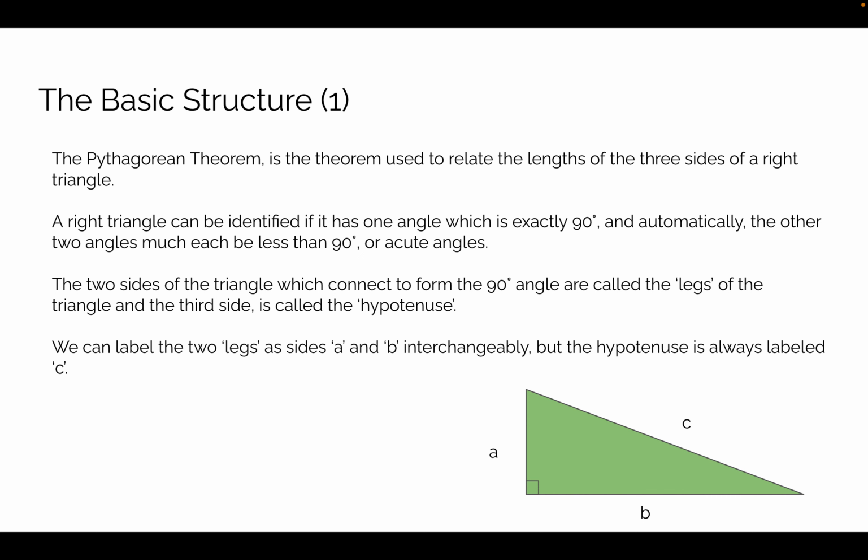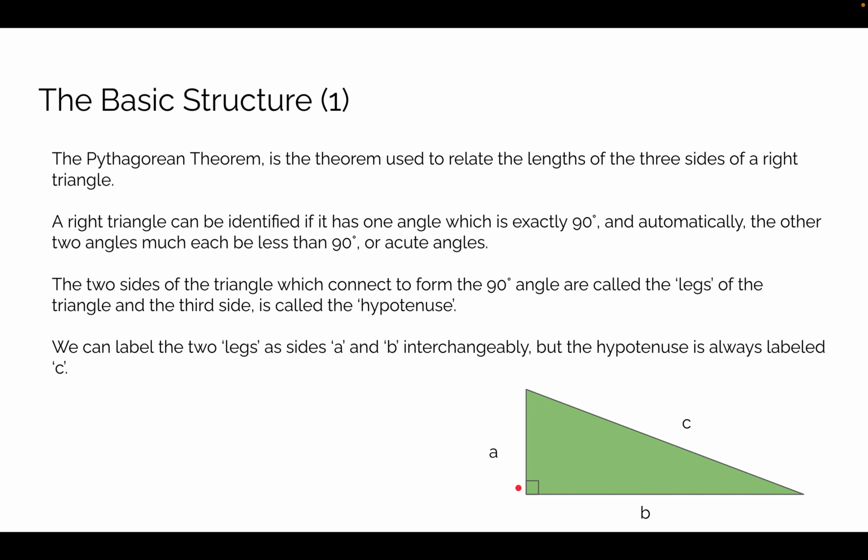The Pythagorean theorem is a theorem that we can use to relate the three side lengths of a right triangle. A right triangle can be identified as a triangle which has one angle that is exactly 90 degrees, and in a diagram this can be identified using a little square. This means that the other two angles of the triangle are automatically less than 90 degrees, or acute angles.